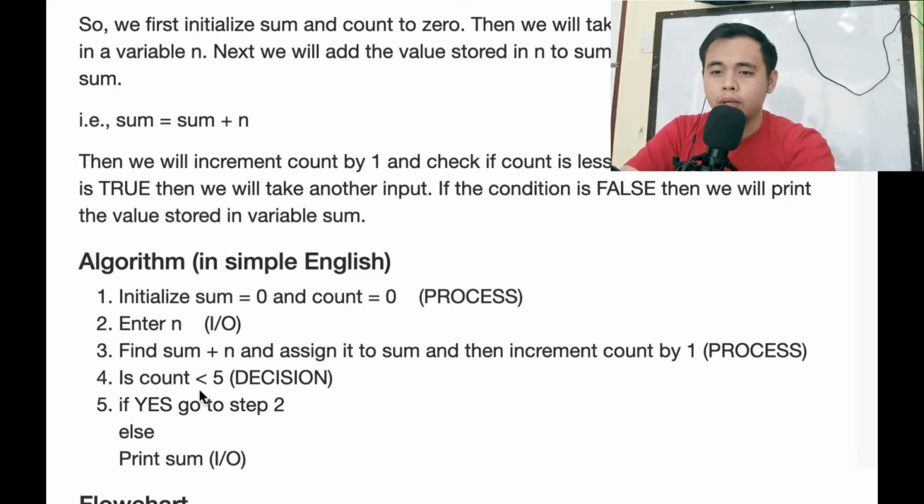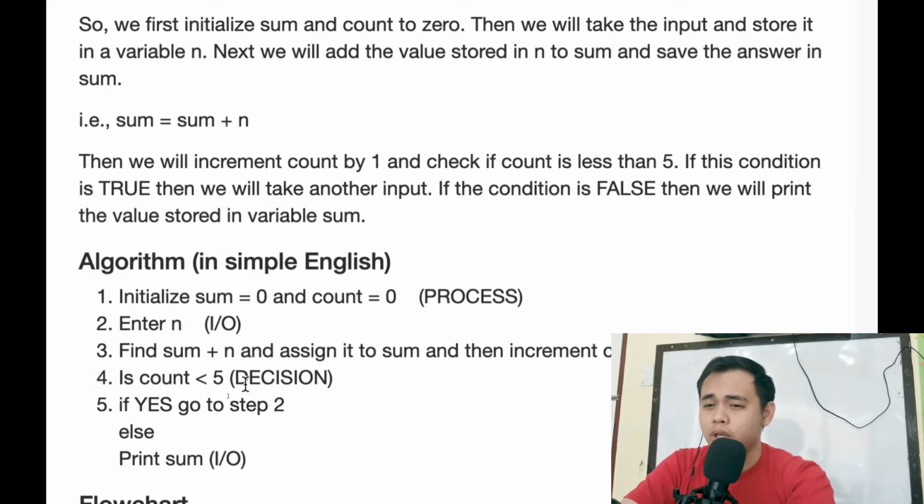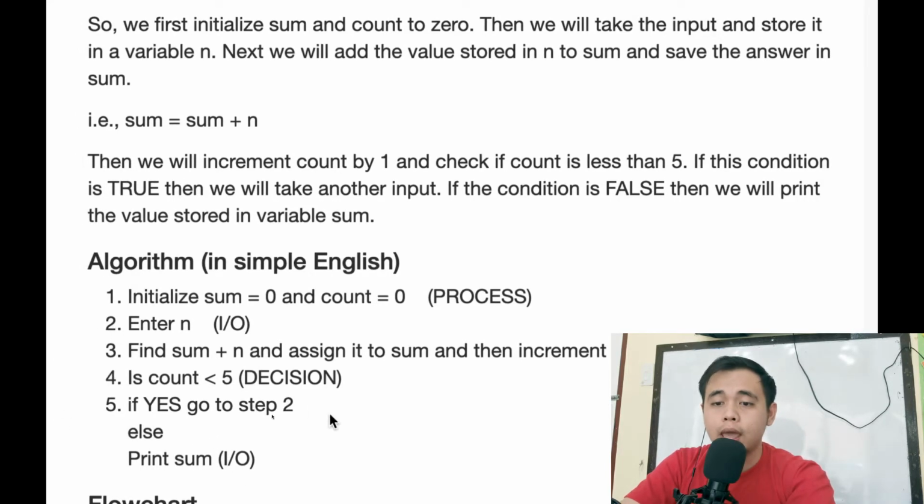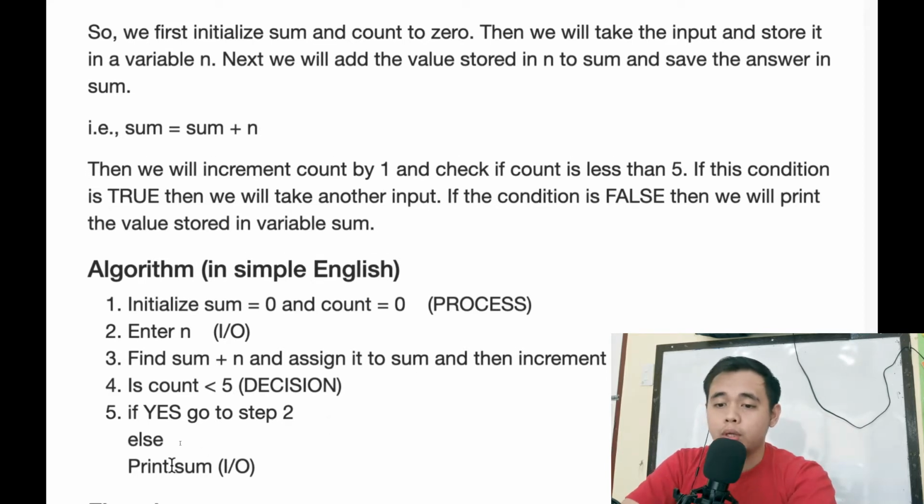And then this is where you will be asked the question, is count less than 5? Is this a decision? Whether yes or no, you will do something about it. If yes, go to step 2, else print sum, which is an input and output. So if yes, go back to step number 2, which is enter n, and if not, then we go print it. I think it would be better to go to step number 3, so I'm editing this. That way we will add n again, assign it to sum, increment count by 1, and do it over and over again. You know what? Let's just continue and do this in our draw.io page.